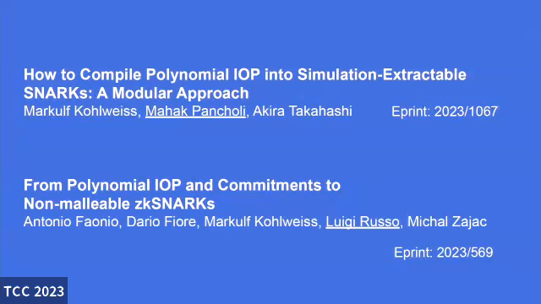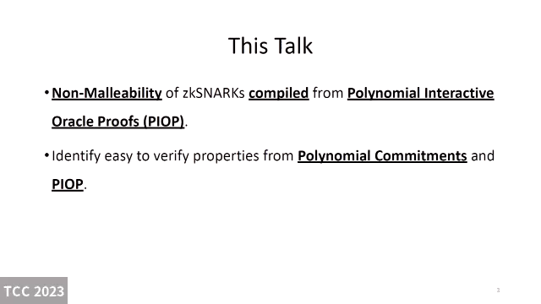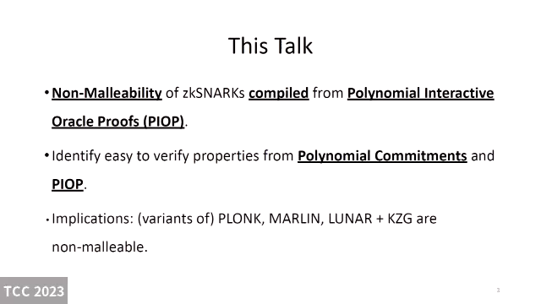Well, thank you. So, yeah, we're going to be talking about both of these works. Both of these works study non-malleability of zero-knowledge SNARKs that are obtained by a compilation process from polynomial interactive oracle proofs. And the approach is going to be to identify easy to verify properties from polynomial commitments, which form the core part of the compilation scheme, and the PIOP. As an implication, we get that a slight variant of Plonk, Marlin, and Lunar, when compiled with the KZG commitment scheme, are non-malleable.